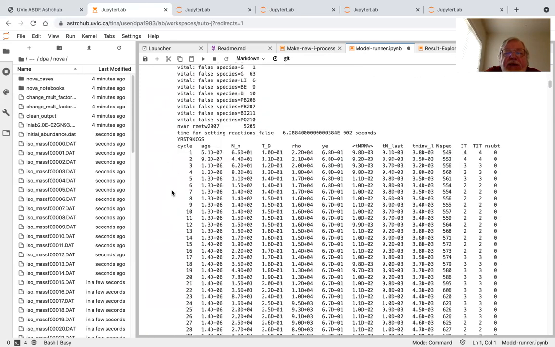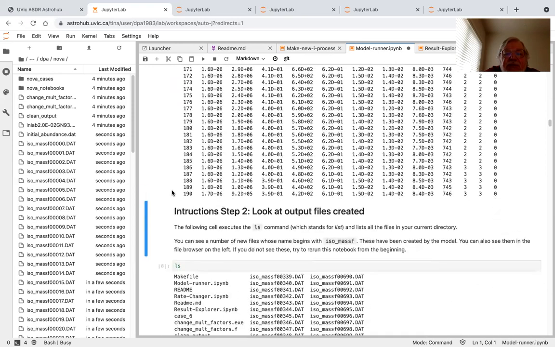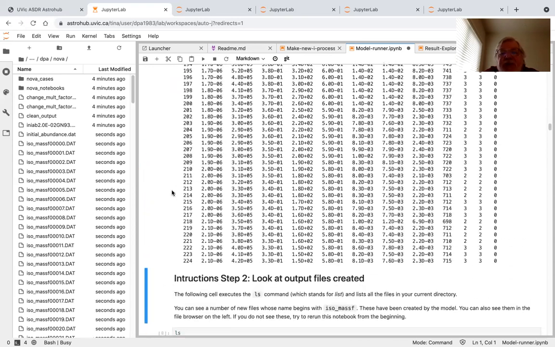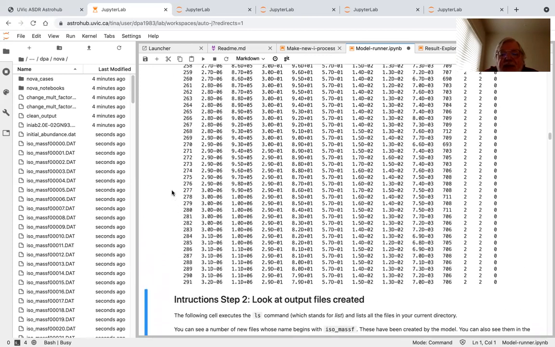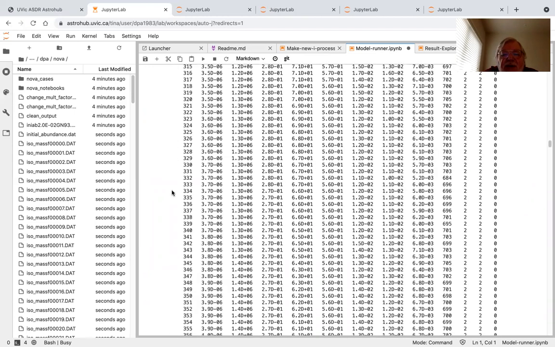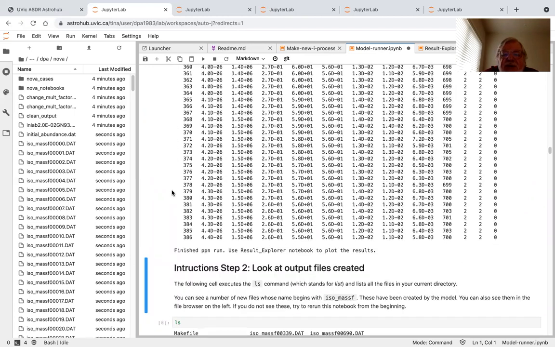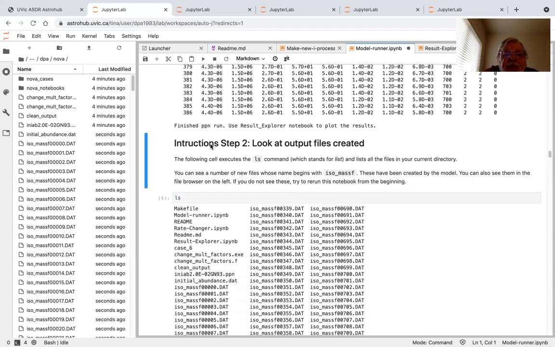If everything is okay, the output should look like this. It actually provides here the time step, then the time, then the density and temperature. Not density, something else. It doesn't matter. Okay, now it's finished.